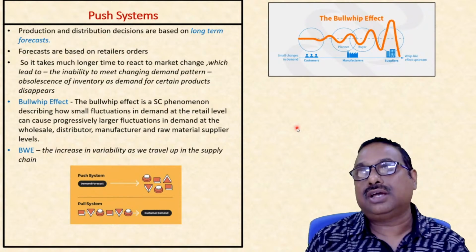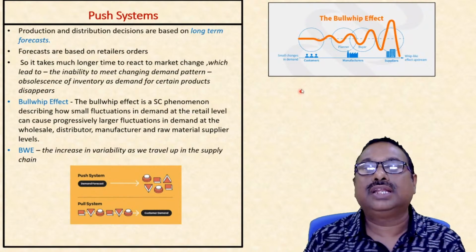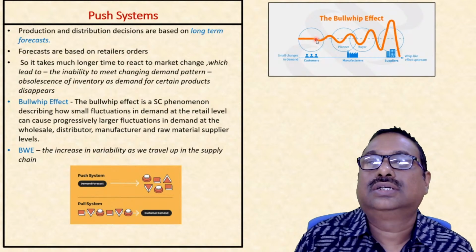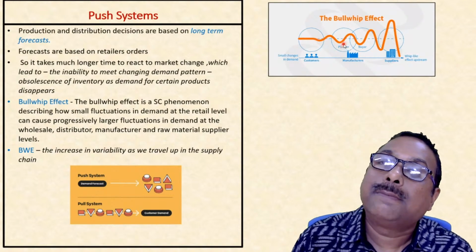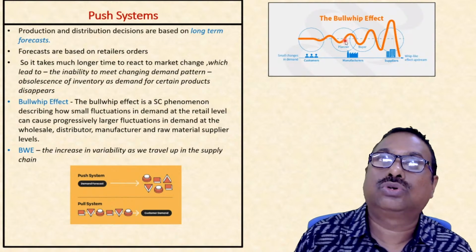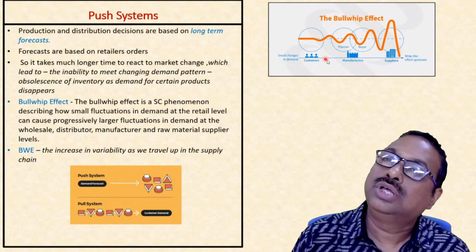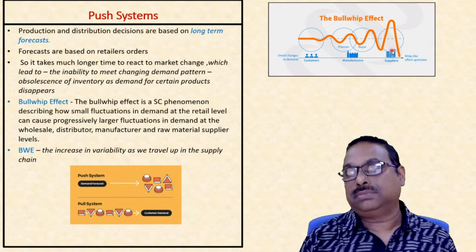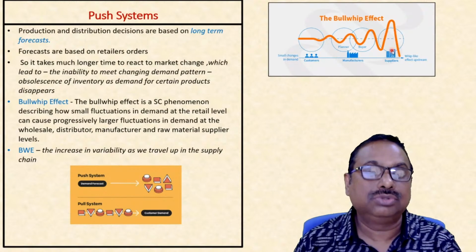The variability of the order fluctuates at the customer, and at the manufacturer it is amplified. Fluctuations are more, order variation is more. At the supplier, it is still more. So this is a problem in our system. We'll see.